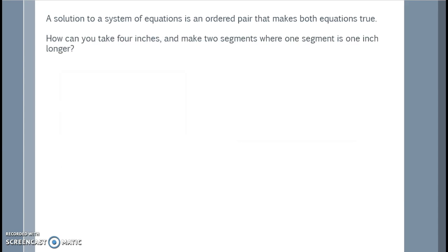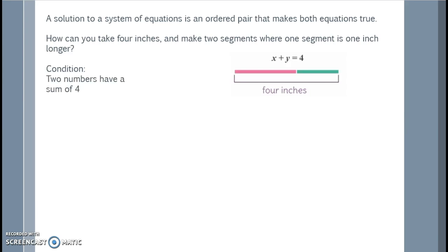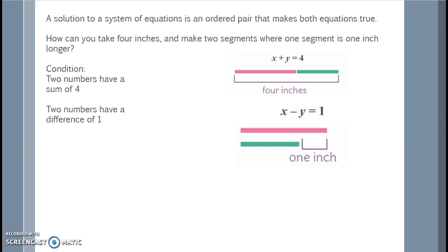How can you take 4 inches and make 2 segments where one segment is 1 inch longer? So our first condition is that we have 2 numbers that have a sum of 4. So x plus y equals 4. We don't know what those 2 numbers are. The second condition is that they have to have a difference. So when I subtract them, we get 1.